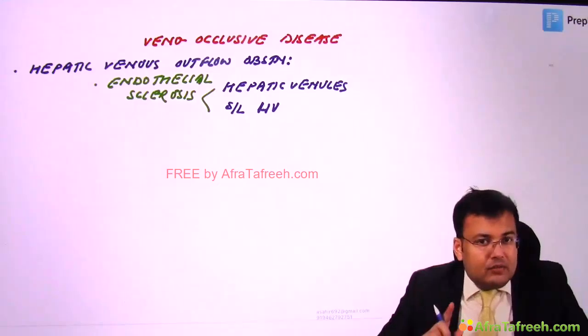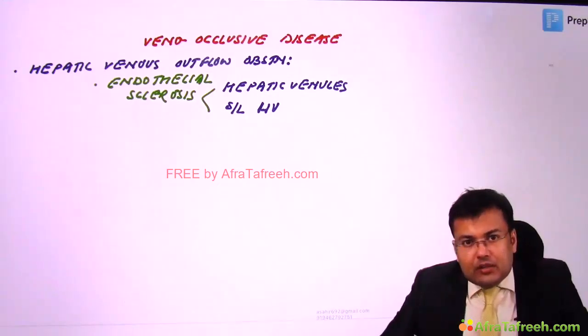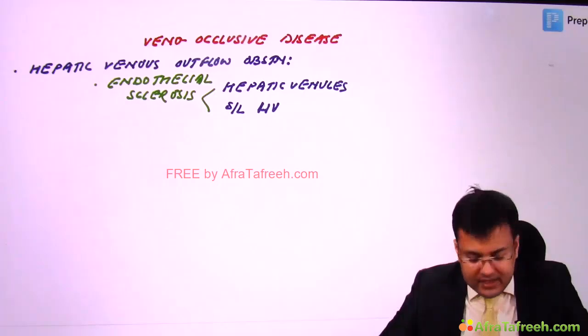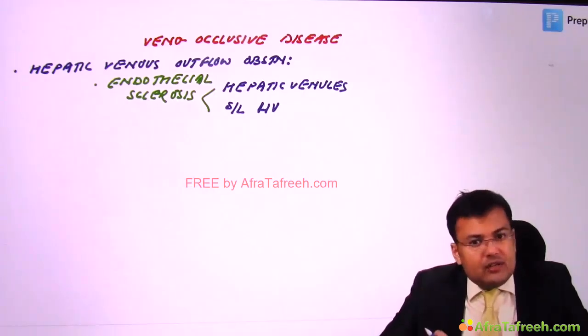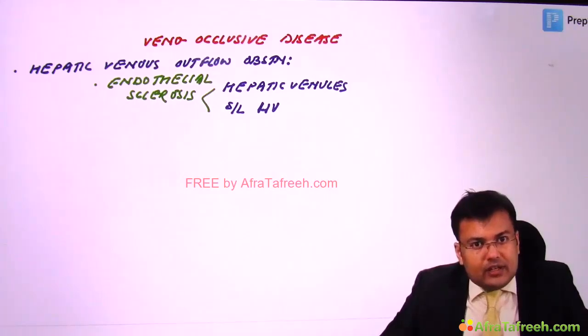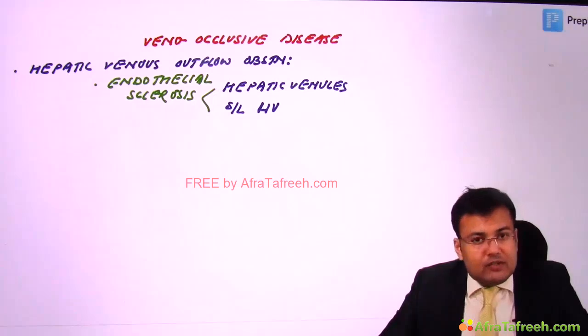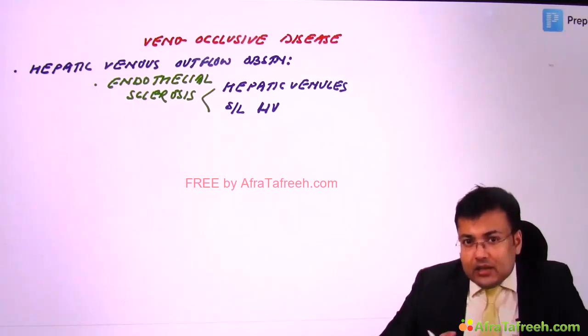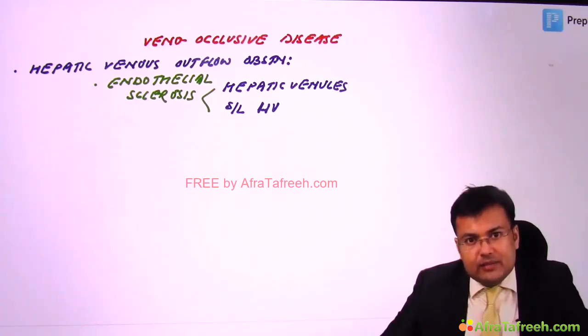In Budd-Chiari syndrome, the pathology was in the hepatic vein or vena cava, so that's why there we were going for venography or vena cavography. Here we want to see the endothelial sclerosis in venules or sublobular hepatic vein. So here the investigation of choice for diagnosis will be biopsy. The clinical features will be very similar, but the etiology is a bit different here.